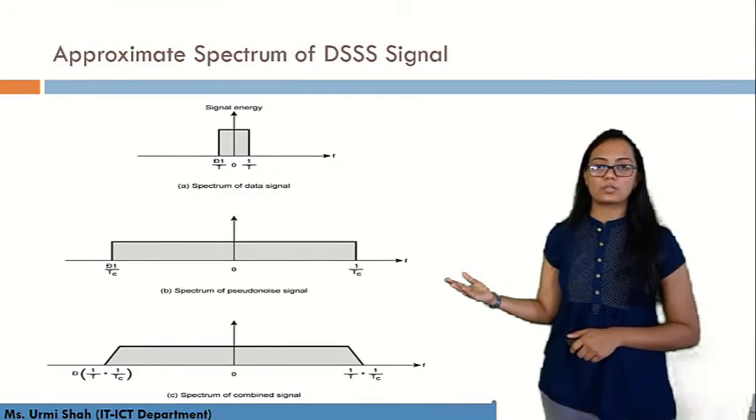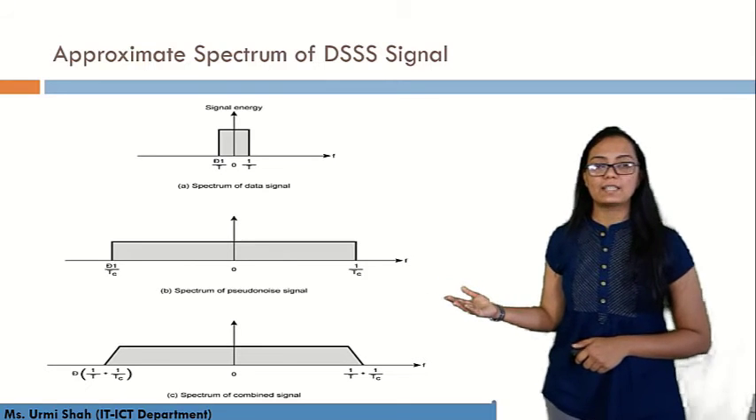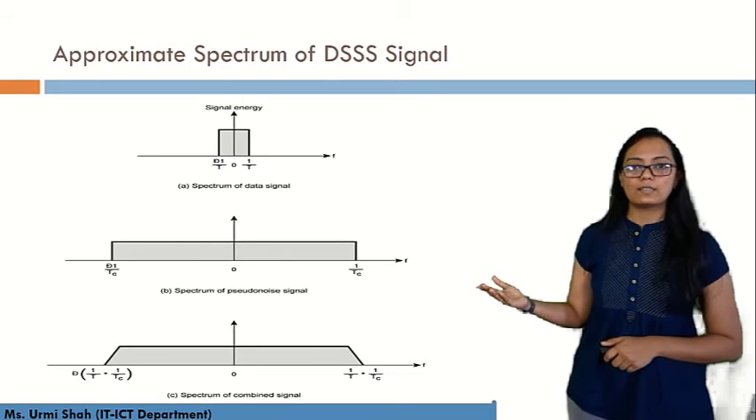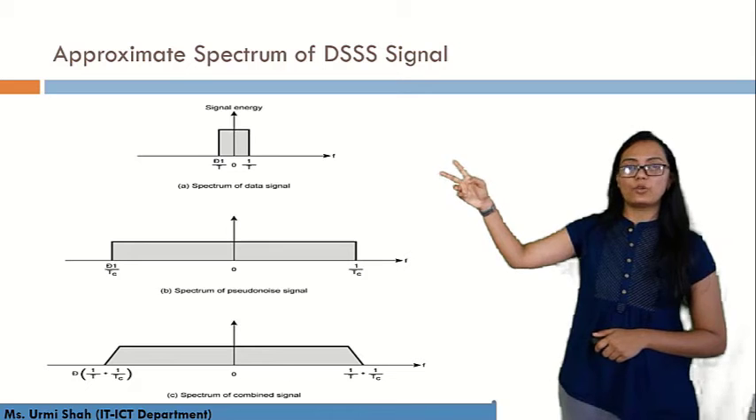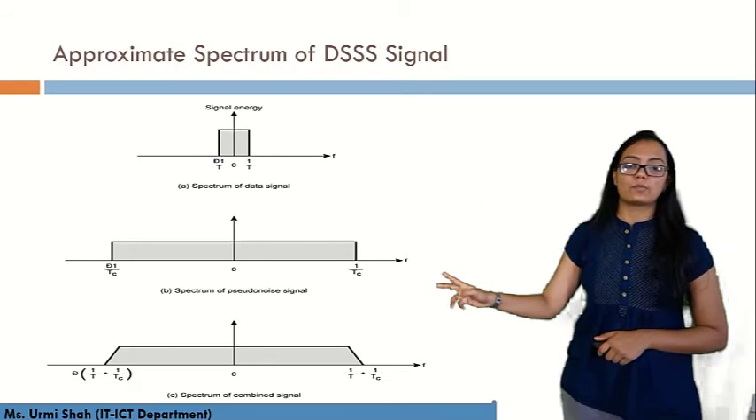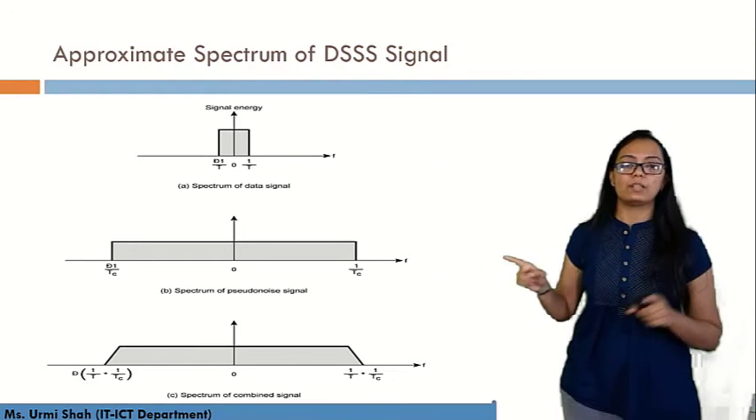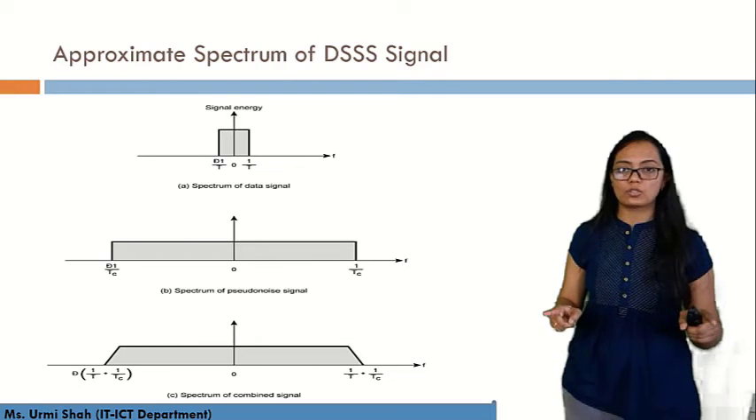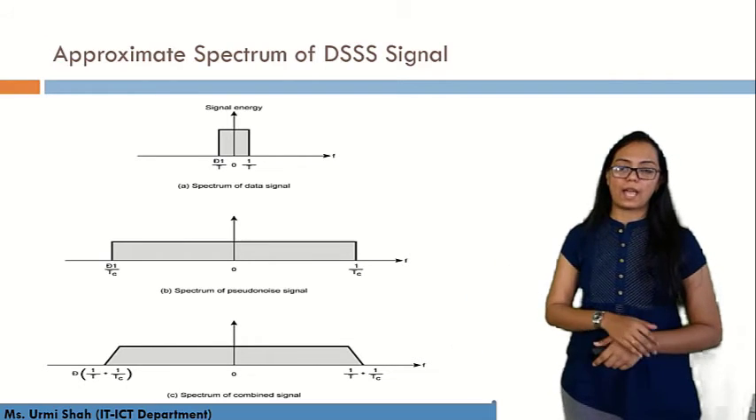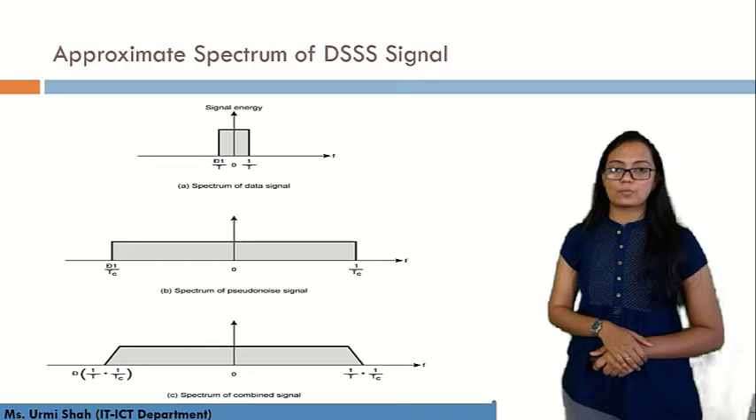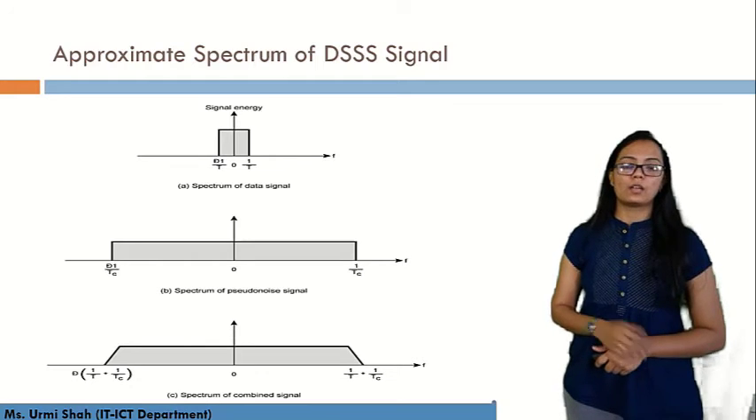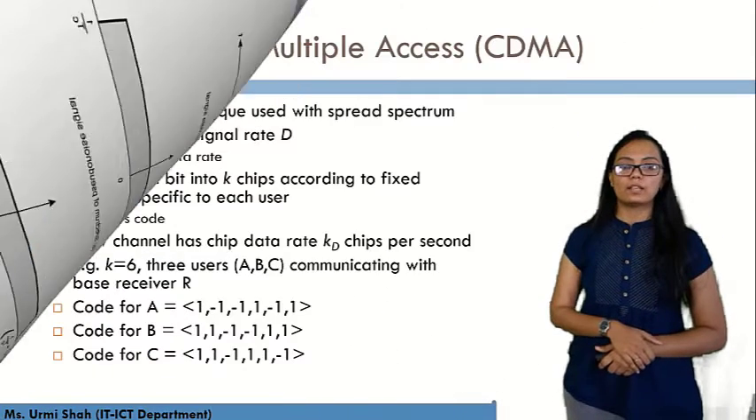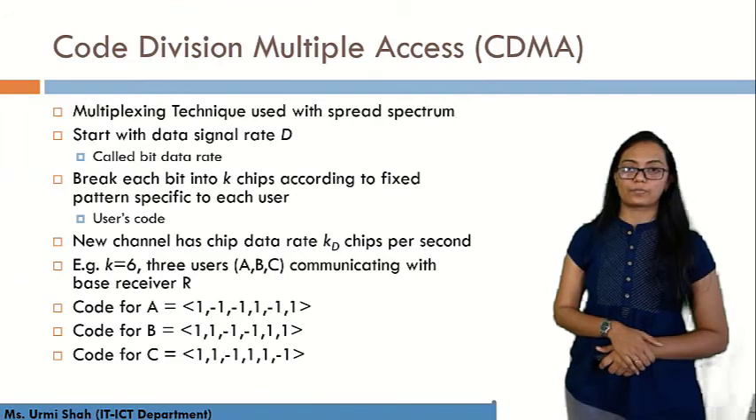So this is the approximate spectrum of a DSSS signal. You can see over here, this is the spectrum of the data signal. This is the spectrum of the pseudo noise, which will be in the form of channel time duration, and finally we will have it in the form of the spread spectrum signal. So this is the spread spectrum signal spectrum.